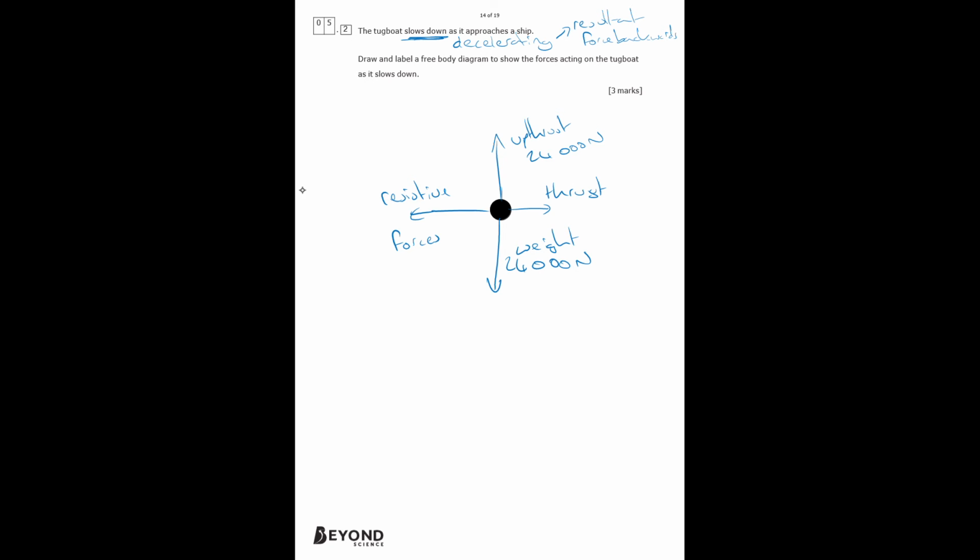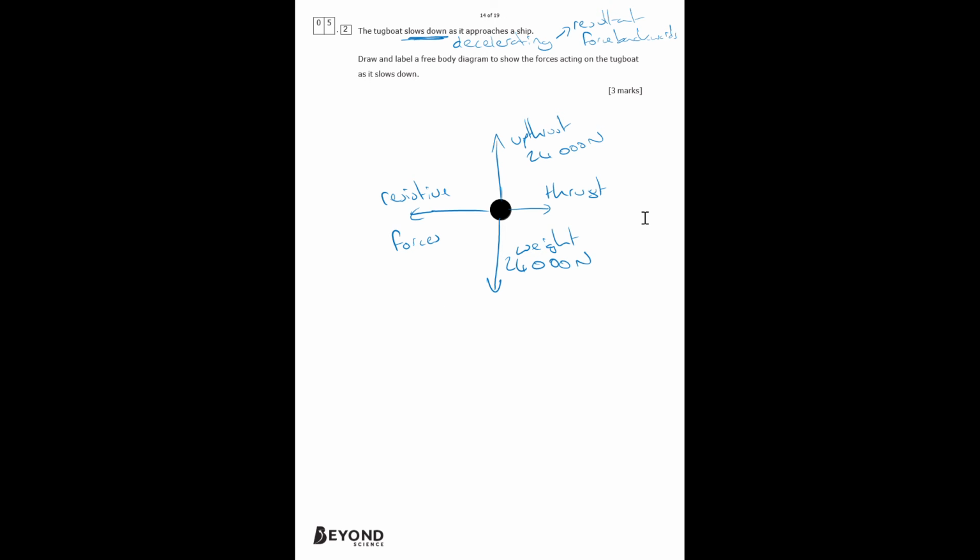Let's take a look. So we're having a look at question 5.2. Here we go. So weight and up thrust arrows are drawn equal in size and opposite in direction. Resistive forces arrow is larger than the thrust arrow. Okay, so they've said resistive forces and they're accepting air resistance, friction or drag. Drag is a nice one to get away with, so it covers a lot of resistance forces.